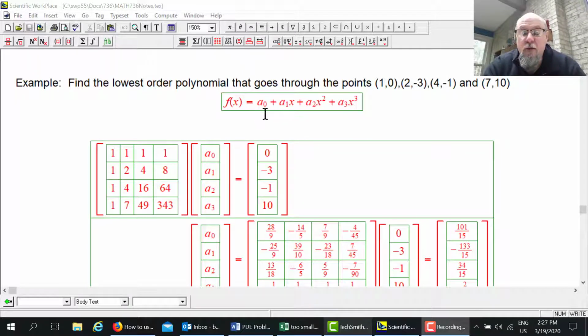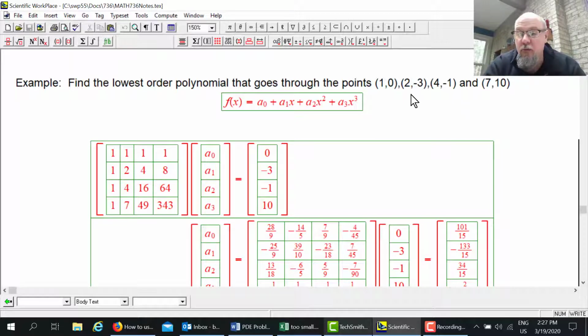When we wanted to find those coefficients, the A0, A1, A2, A3, we put them in this matrix form, and these are the x values. So the x values are 1, 2, 4, and 7. And the first row is for the first x value of 1. It's 1 to the 0, 1 to the 1, 1 to the 2, and 1 to the 3.